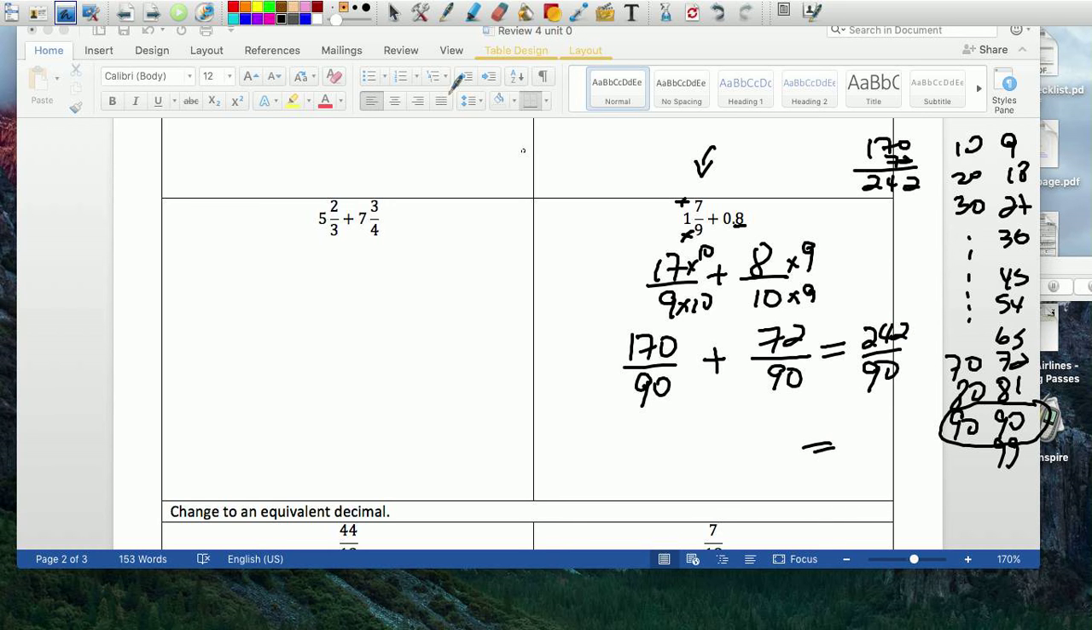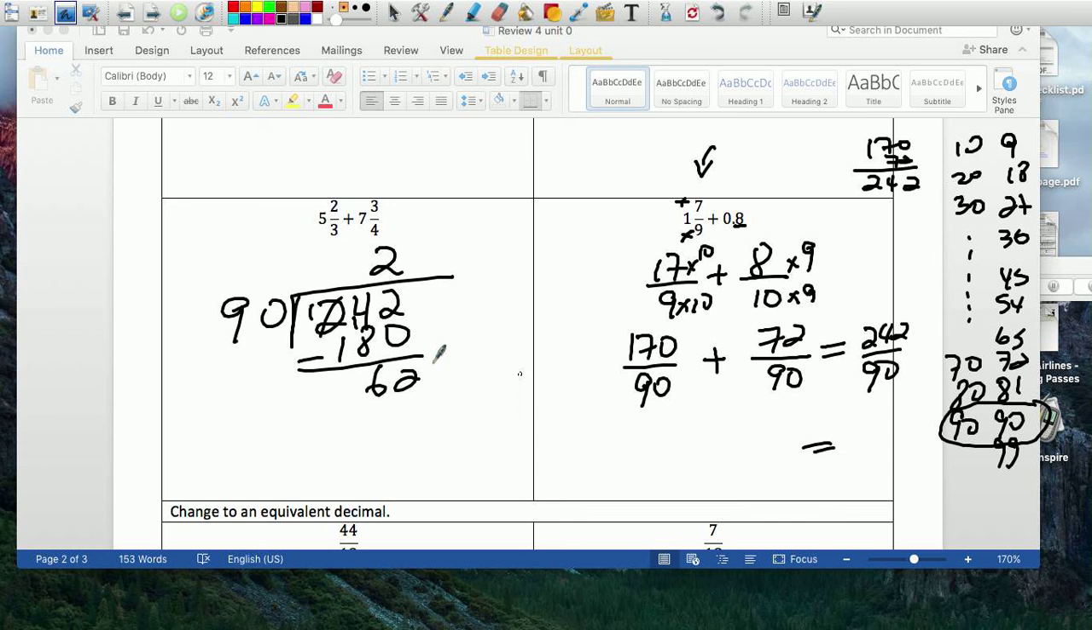Change that to a mixed number. So I'm going to do it this way. 242. How many times can 90 go into 242? Can 90 go into 2? No. Can it go into 24? No. Can it go into 242? Yes. 3 times? No. 2 times. 2 times 90 is 180. Subtract 2, borrow, 14 minus 8, 62. That's the leftover, so we're going to stop here. 90 goes into 242 2 times.